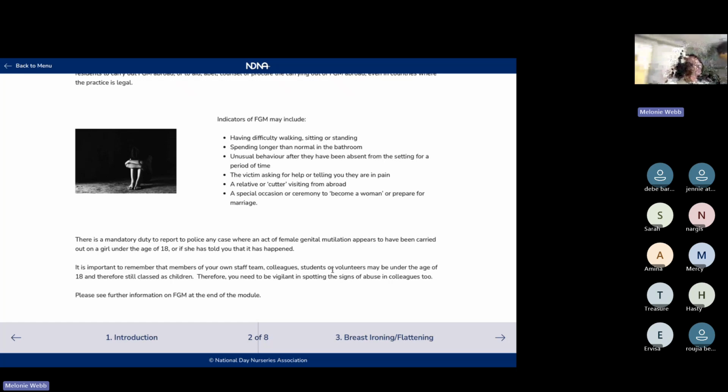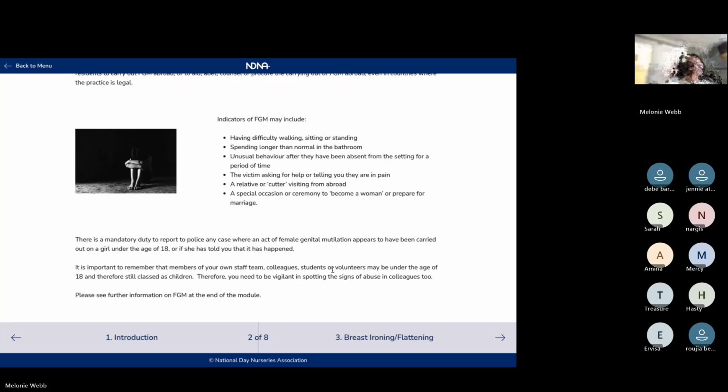It's important to remember that members of your staff team, so us as practitioners or managers, may be under the age of 18 and still classed as children, so that you need to be vigilant in spotting the signs of abuse in colleagues too.